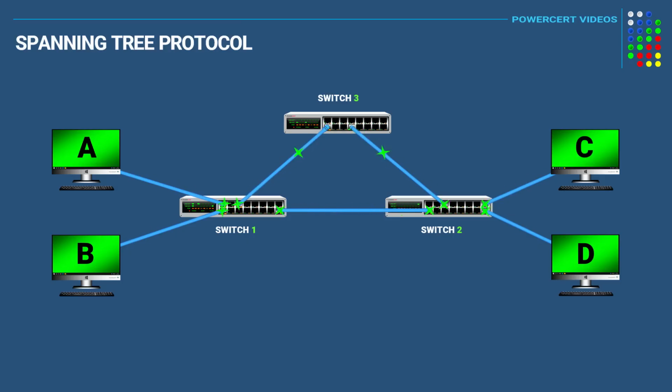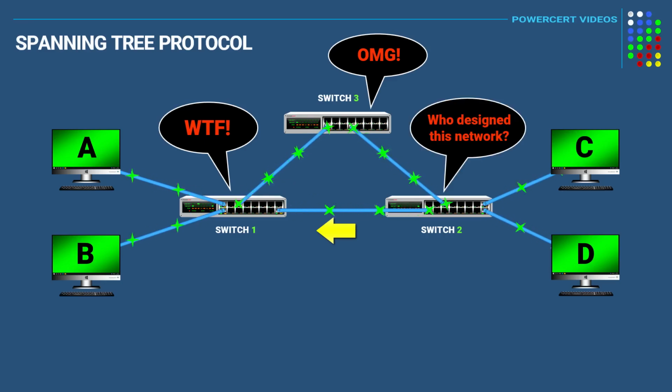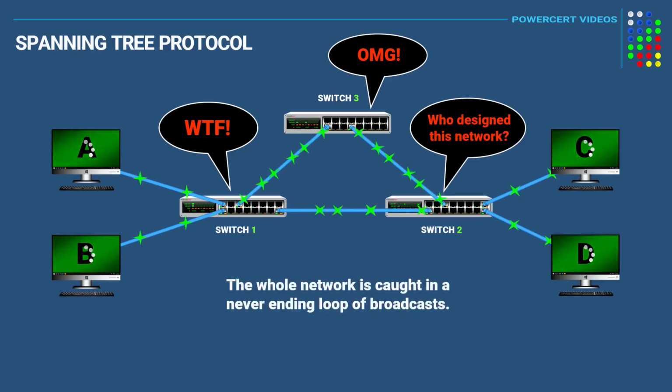And the same thing happens in the other direction. When switch 3 receives a broadcast from switch 1, it'll forward the broadcast to switch 2, and then to these computers again, and then switch 2 will forward the broadcast to switch 1, and then it's rinse and repeat. The whole network will be caught up in a never-ending loop of broadcasts, which is known as a broadcast storm.